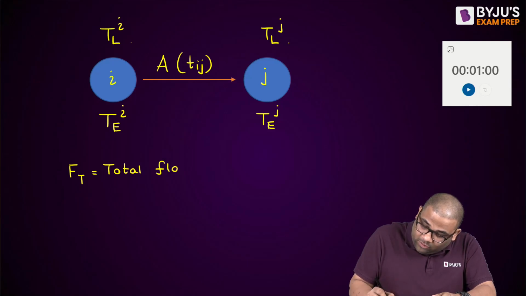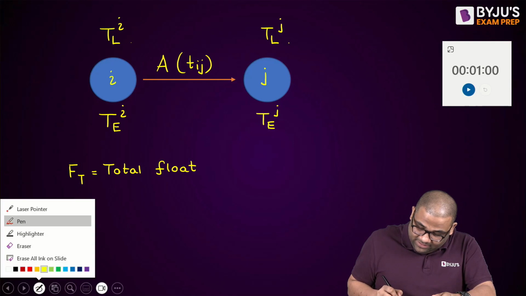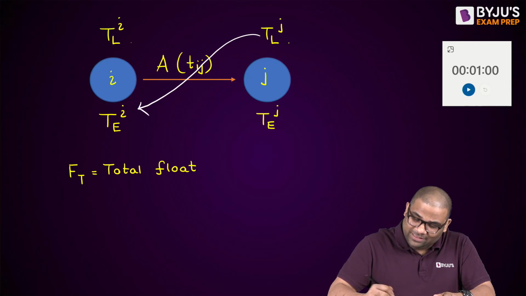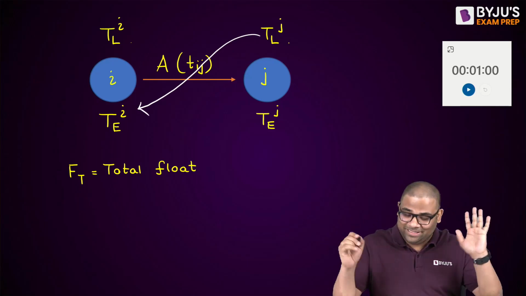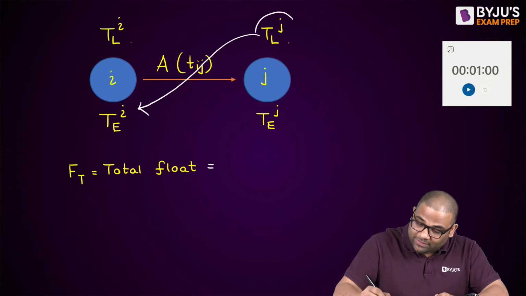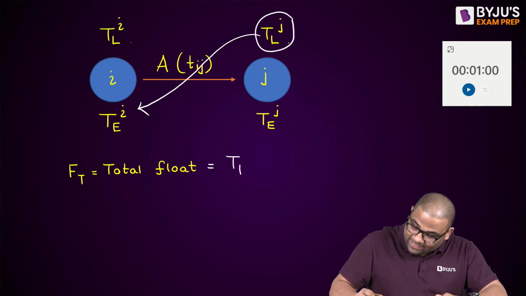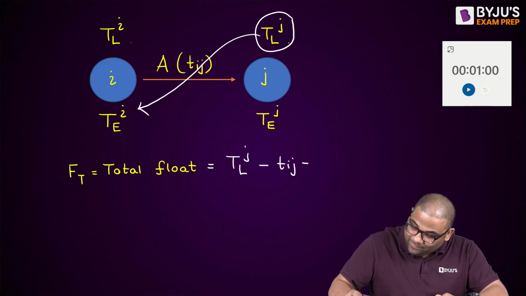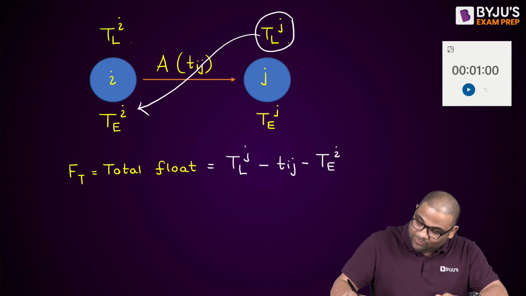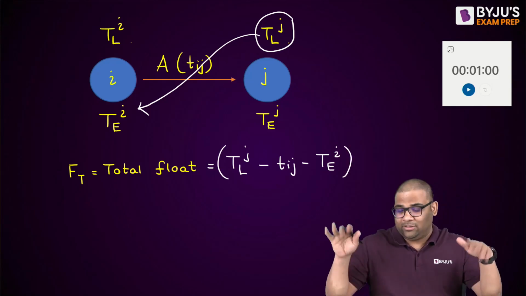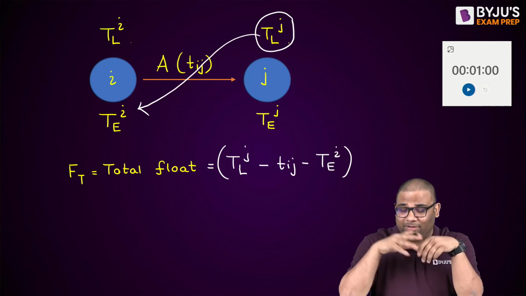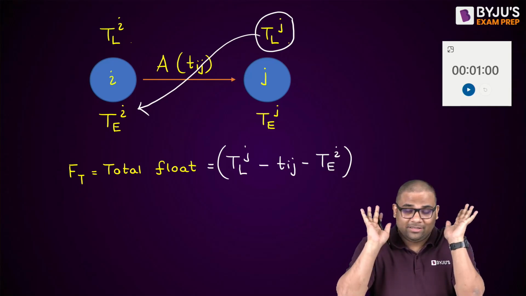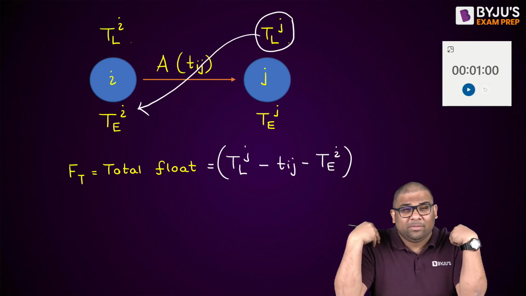There is a lot of concept behind that, but I'm just giving you a small trick. You can go in this manner. This is the total float. You write down TLJ, then subtract TIJ, and then subtract TEI. If you do this, that is the total float. Actually, there's a lot of concept behind that, but this is a trick video, so I am not going into the concept. You can see the concept in some other video. It is very easy to remember.